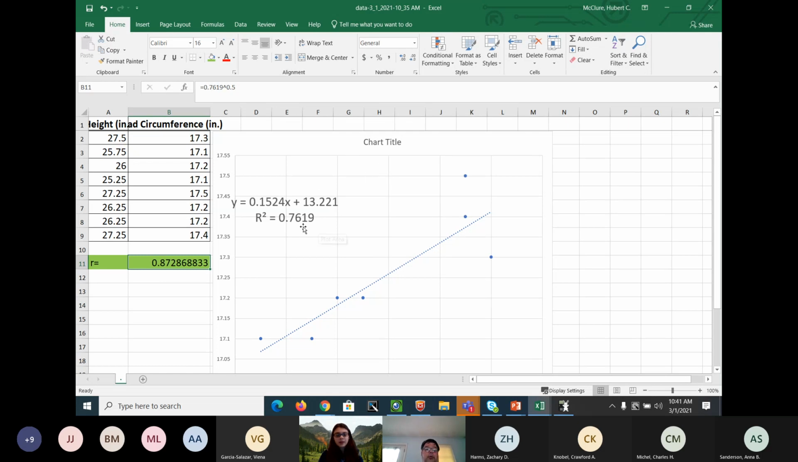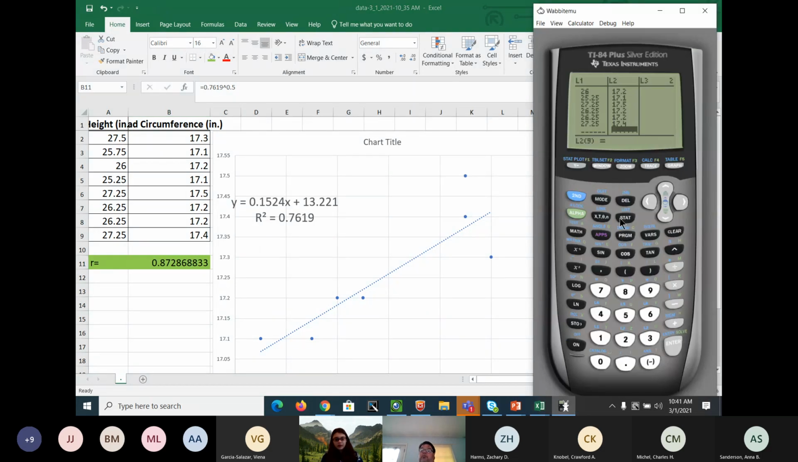All right, so there's our number there. Let's check it with your calculator, Miss Macagina. Go to Stat, Calculate, Linear Regression. Everything's already defaulted unless you use another column. And there it is. 0.87287, 0.1523, well, they raised it to 4 because of the 8, and 13.22. So everything checks.